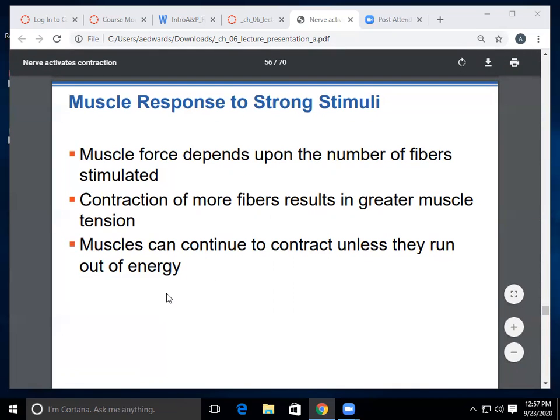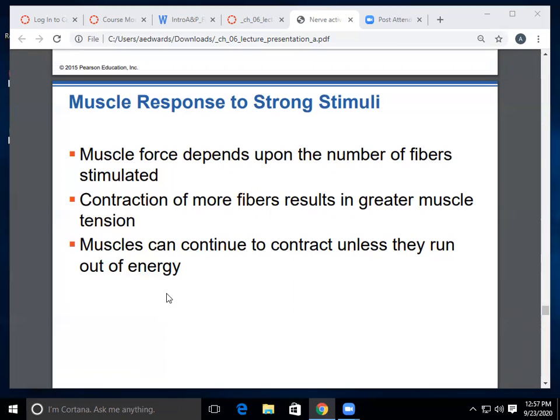So let's take a break here. I want you to explain in your own words: twitch, summation of response, unfused tetanus, and fused tetanus to your partners.